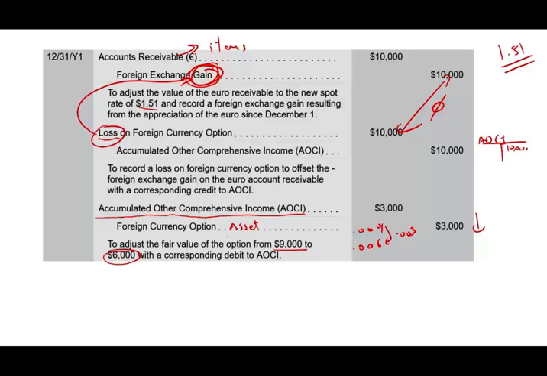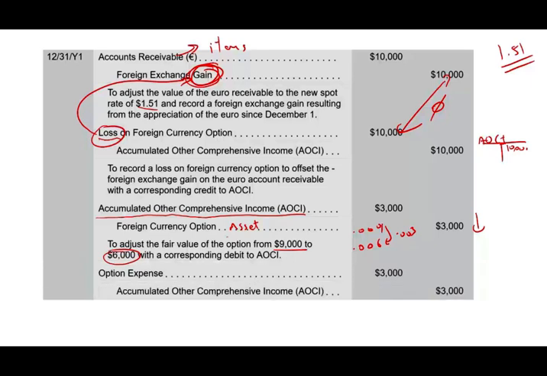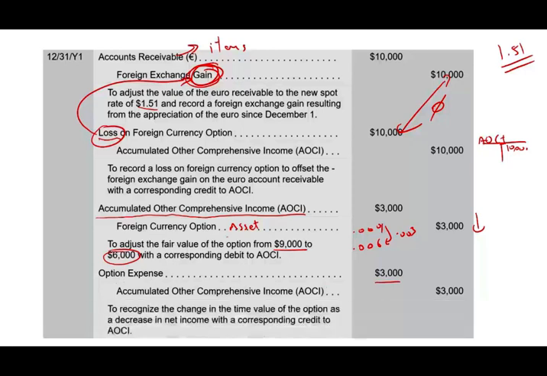And this is to reflect also the change in the option. The option now is worth only 6,000. Therefore, we reduce it by 3,000. It was 9, now it's down to 6, okay? Now we have to expense time value. So we're gonna debit option expense 3,000. This is for the change in the time value of the option. Okay, so we're gonna assume that's 3 pennies because time has passed.